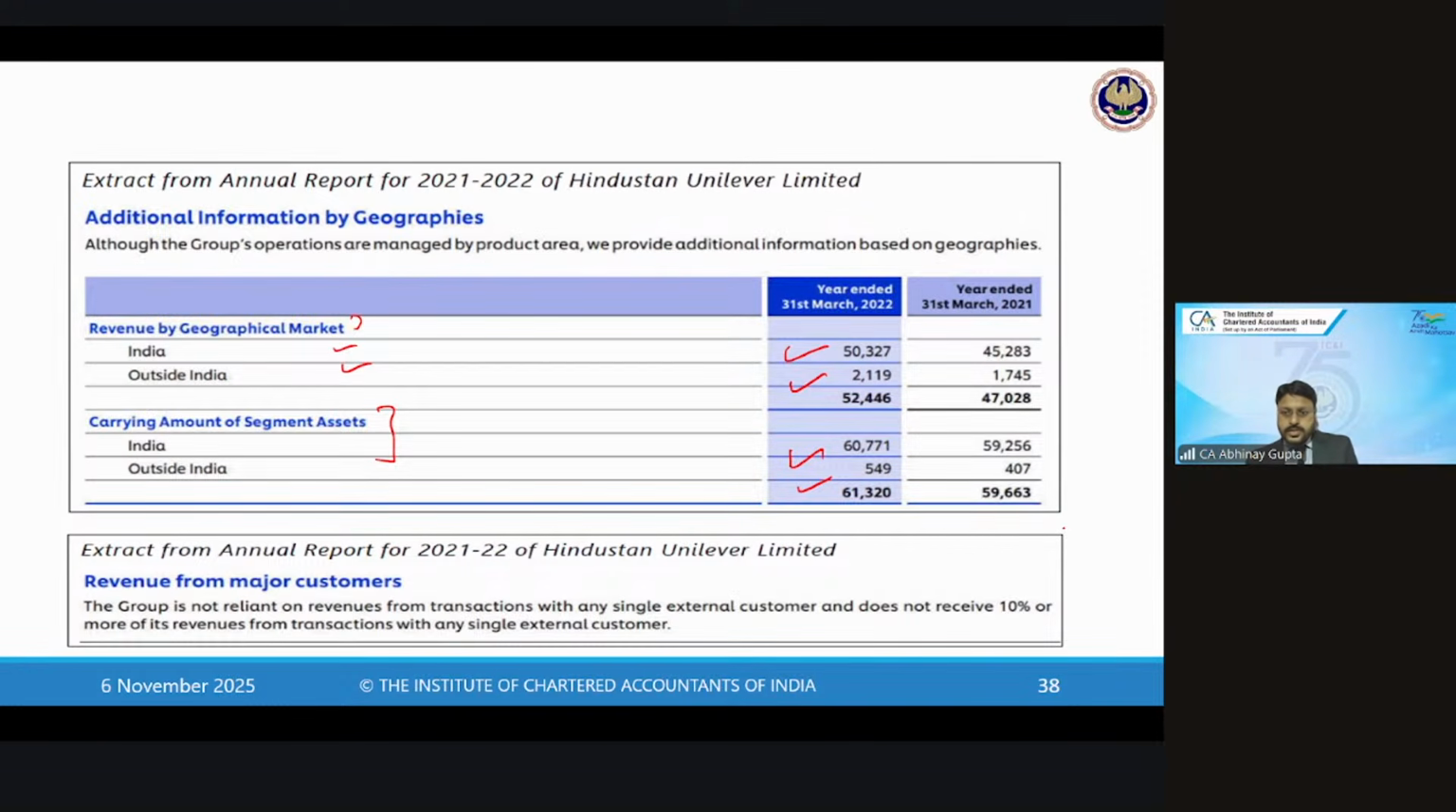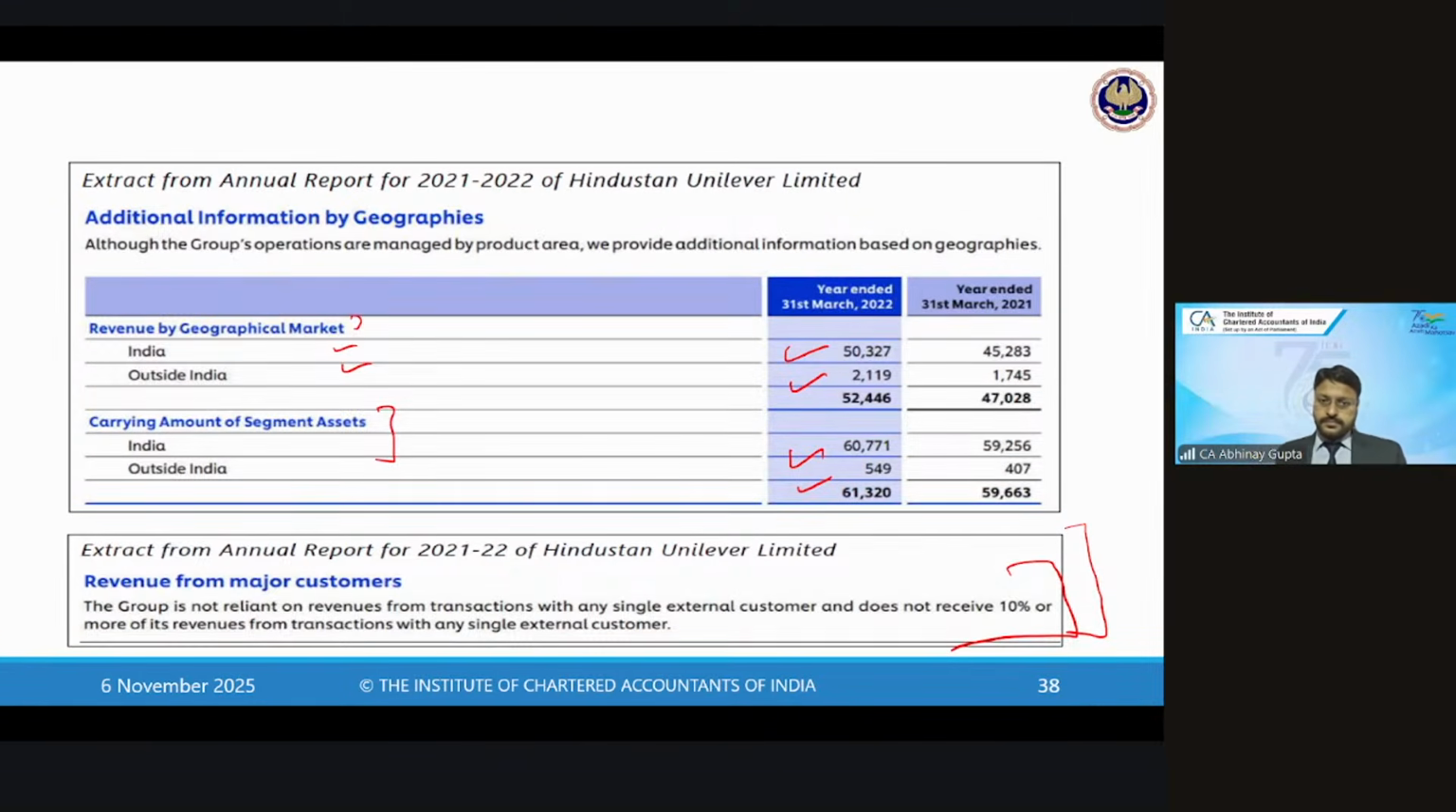And then revenue about the major customers. So this is crucial. Let's read it. The group is not reliant on revenues from transactions with any single external customer and does not receive 10% or more of its revenue from transactions with any single customer. So it means Hindustan Unilever is saying that they do not have any customer who has purchased from the company for more than 10% of its overall revenue, right? And hence, because there is no such customer, the fact is disclosed that we do not have any major customer, right? So if the major customer is not there, this line still needs to be disclosed. Clear?